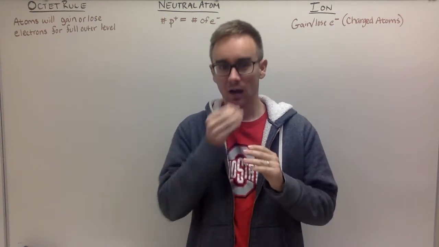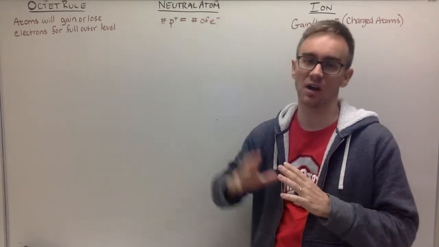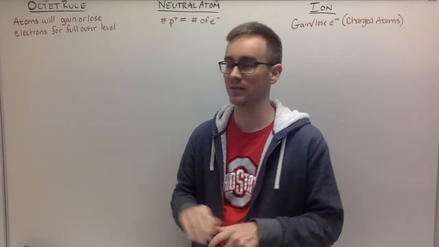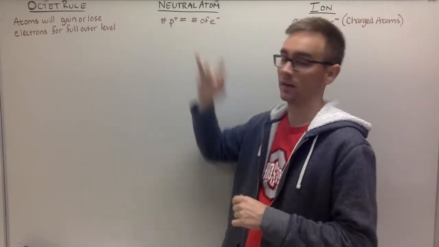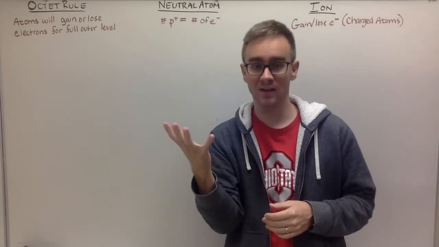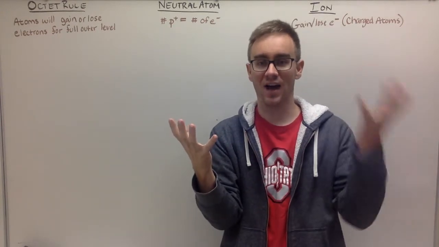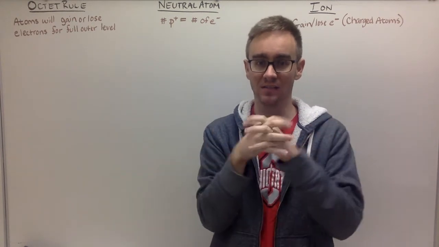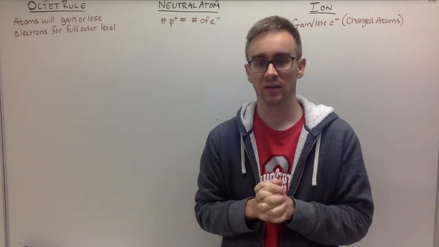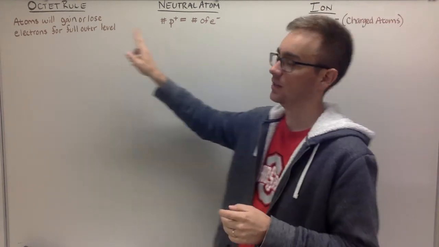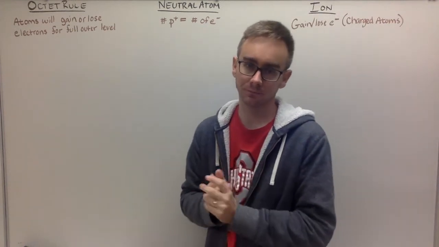I have three terms here to start us off. One of them we've already talked about: neutral atoms. If I have 5 positive protons, then I need to have 5 negative electrons. Positive 5 and negative 5 make 0. That's neutral. Today we're going to be changing that because of something called the octet rule.